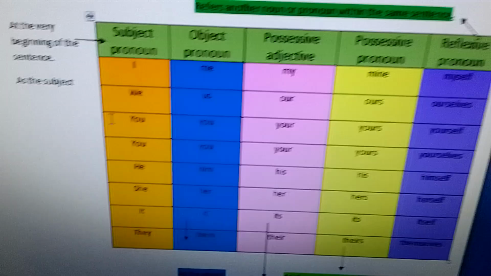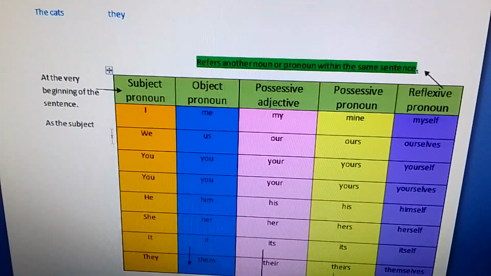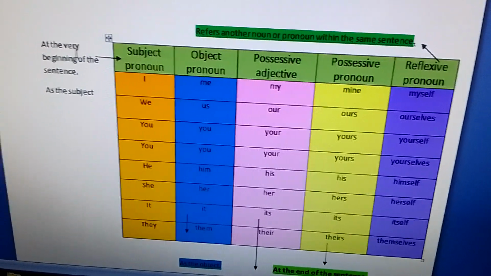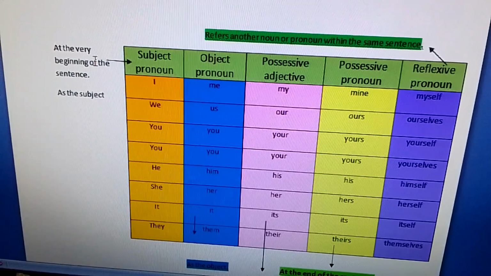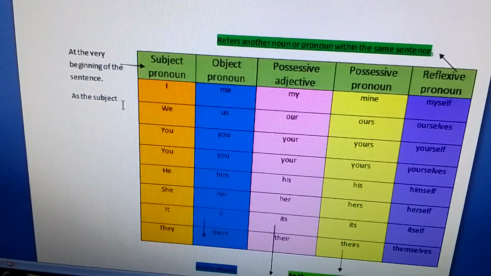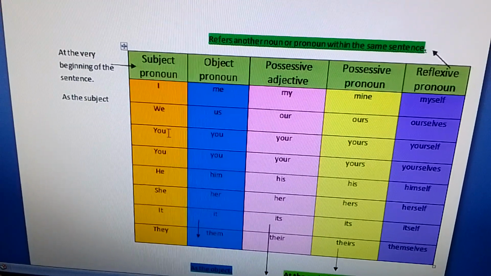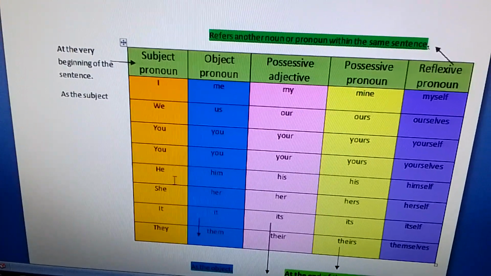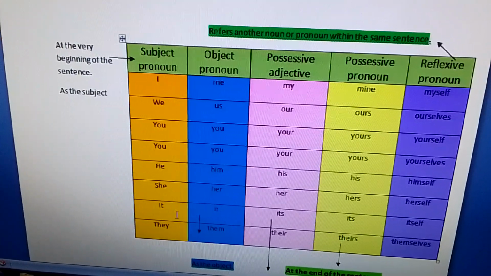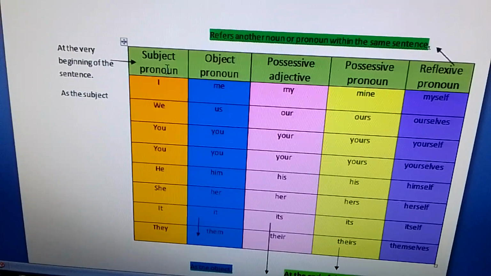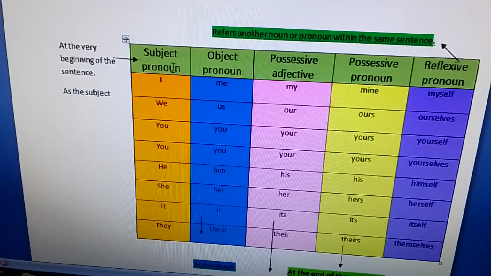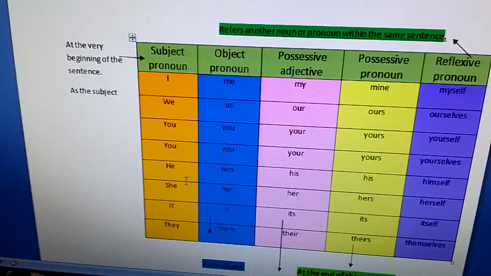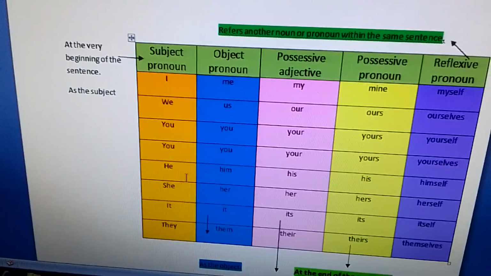There are 5 kinds of pronouns in English language. The first one is subject pronoun, right? We can use a subject pronoun at the very beginning of the sentence, otherwise as the subject. For example, I'm a teacher, he is a doctor, it is a cat, like that way. And also in interrogative form, the subject pronoun comes second. Is he a doctor? Yes, he is a doctor, right?